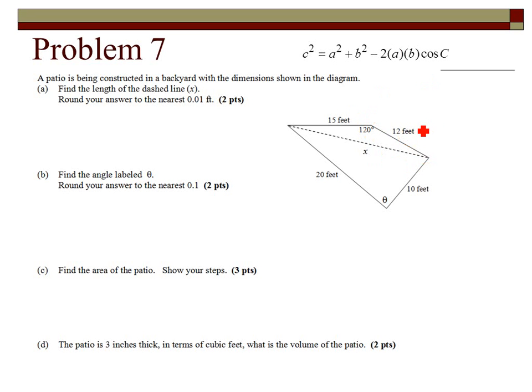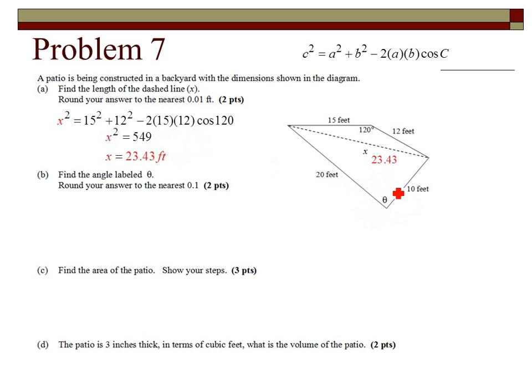So again, I'm going to use this. These three pieces are together. X is by itself. And again, I have 15 squared plus 12 squared minus 2 times 15 times 12 cosine of the angle between them. When I evaluate this, I get 549. Take the square root, I get 23.43. So that's going to be important because I'm going to need that to be able to figure out what theta is in the next part.